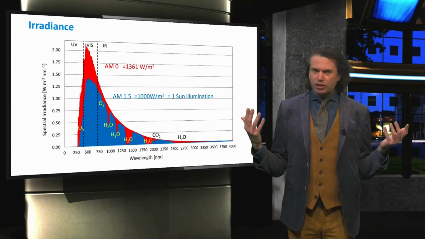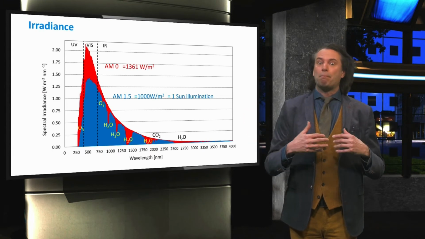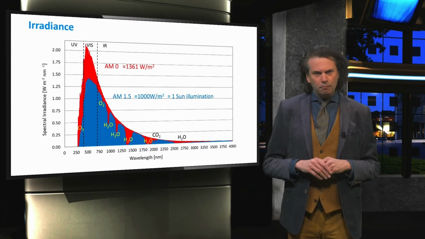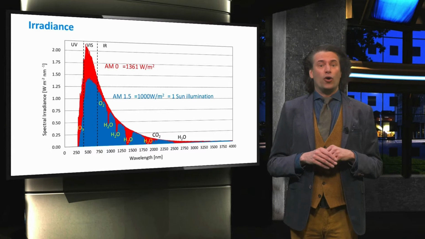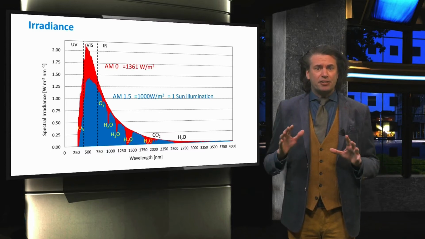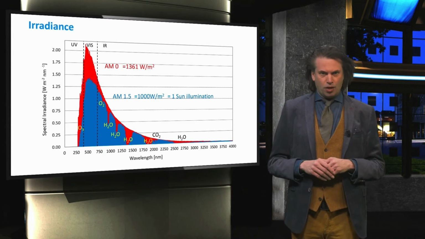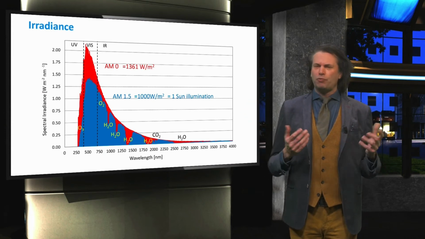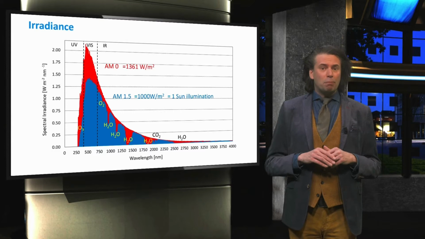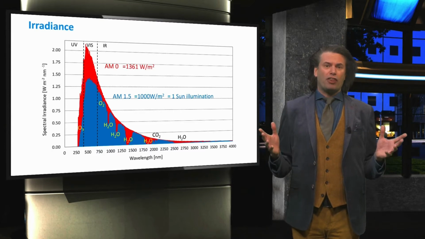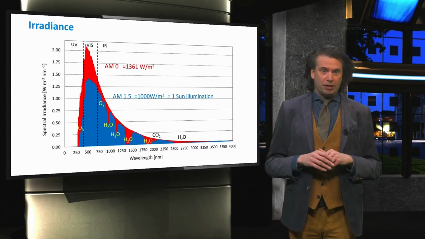The spectral emission takes the shape of a black body emitter as described by Planck's law. The spectral irradiance on Earth differs from the spectral irradiance in space due to absorption in the atmosphere. For the solar spectrum on Earth we often use the air mass 1.5 spectrum, which has a total intensity of about 1000 watts per square meter.